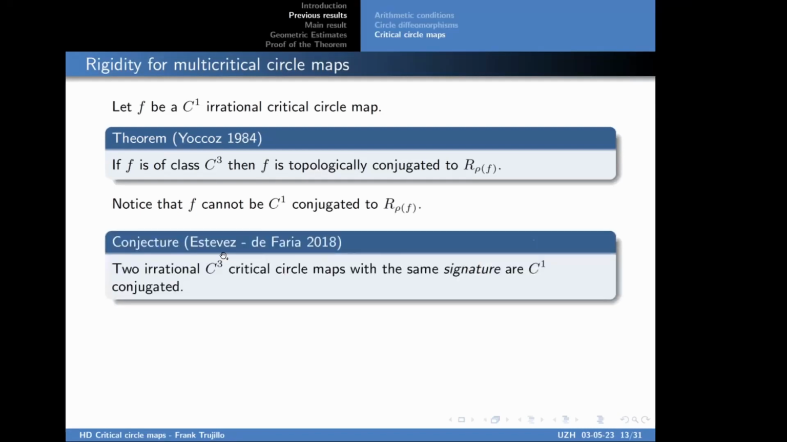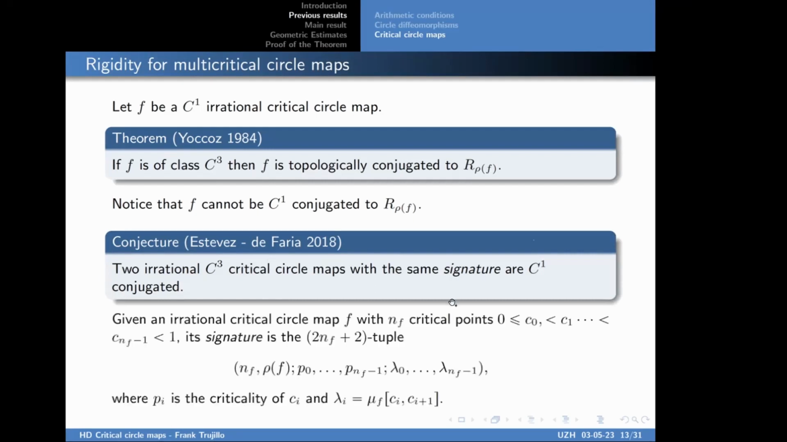It has been conjectured that if you have two critical circle maps with irrational rotation number and the same signature, so I will define what the signature is in a moment, but basically something that encodes the number of critical points and their criticalities, then if these two maps have this same signature, we expect them to be C1 conjugated.